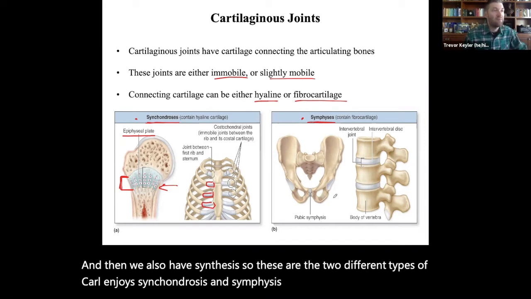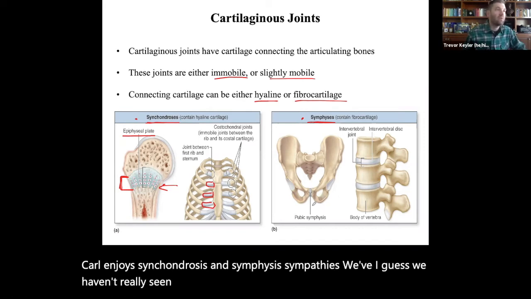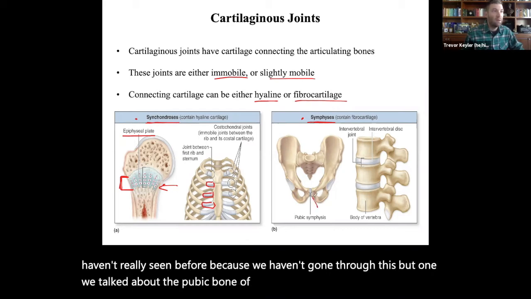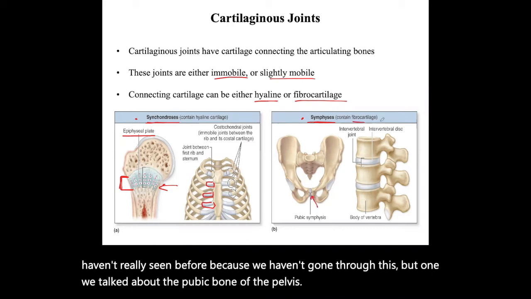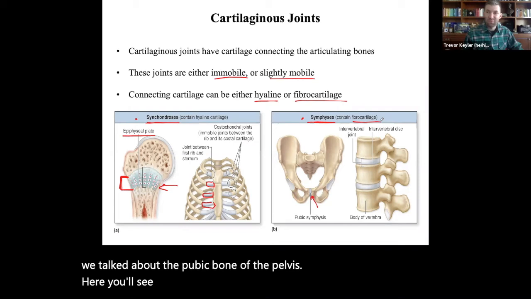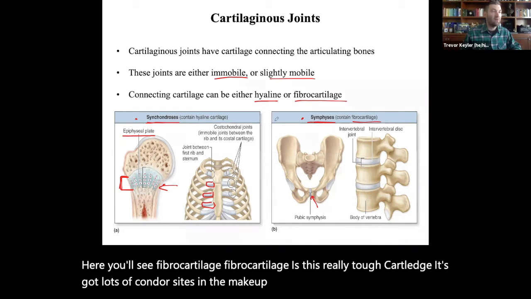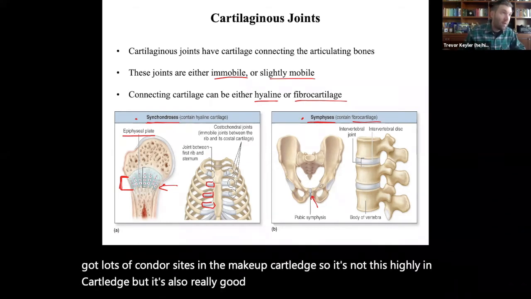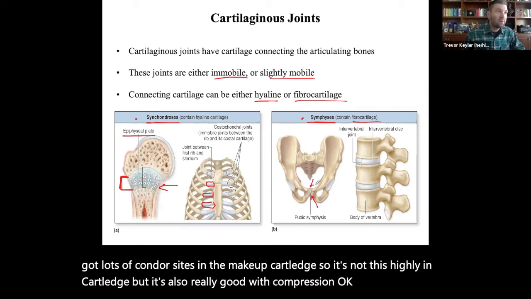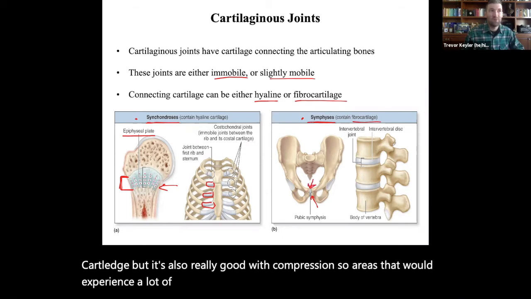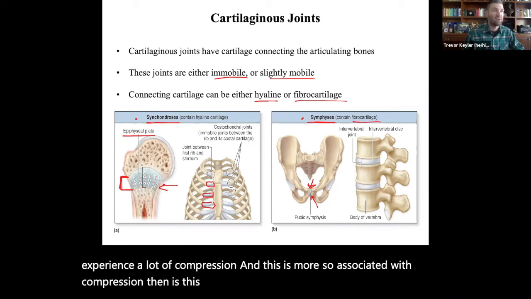Symphyses, well, I guess we haven't really seen before because we haven't gone through this. But one, we've talked about the pubic bone of the pelvis. Here you'll see fibrocartilage. Fibrocartilage is this really tough cartilage. It's got lots of chondrocytes in it that make up cartilage. So it's not this hyaline cartilage, but it's also really good with compression. So areas that would experience a lot of compression, and this is more so associated with compression than is this hyaline cartilage. This isn't really compression, I shouldn't have said that.